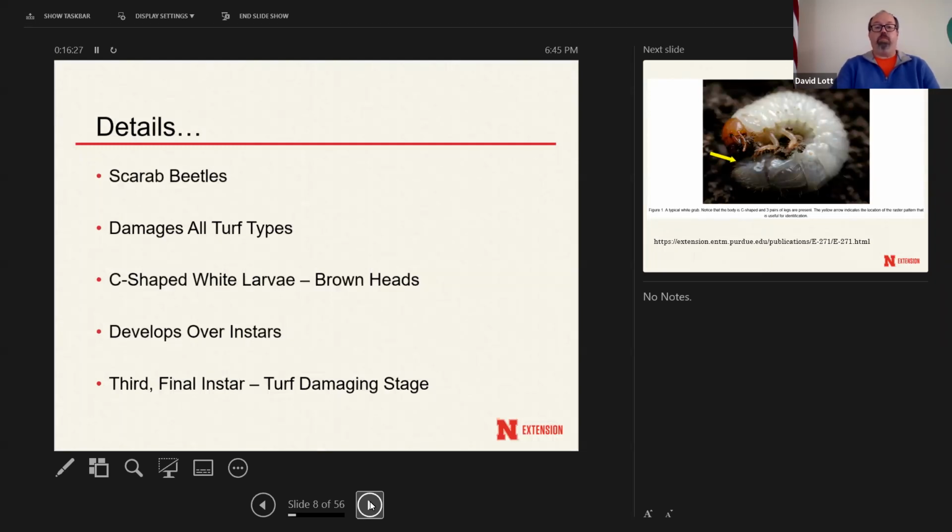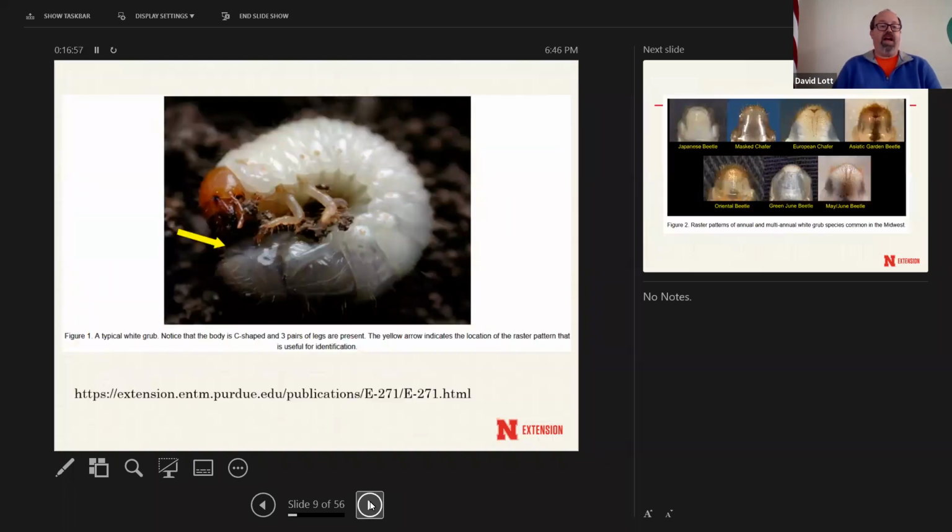So we always have to remember that we're trying to catch these either preventatively as a systemic product or as a rescue treatment when they're actively feeding. And we talk about that third, final instar is when they're damaging. So that's really important. Your handouts and your presentation will have a lot of links in here to different publications, and you can go back to those and reference them. So here is our fun grub.